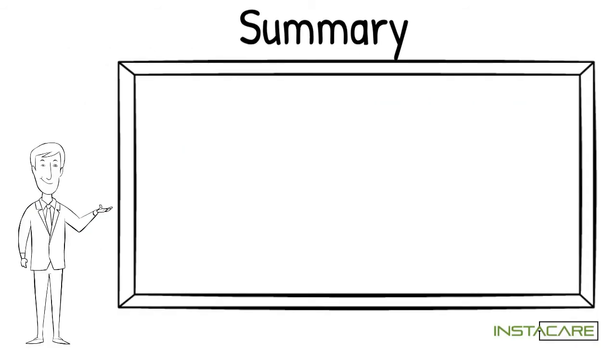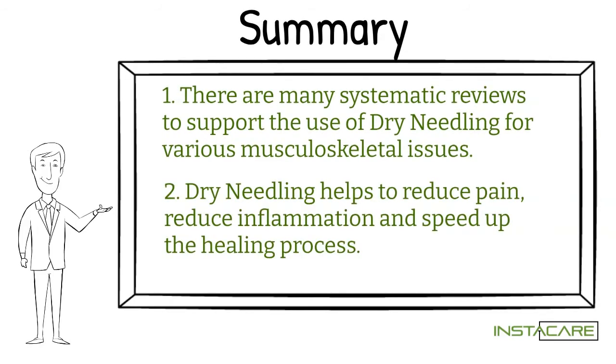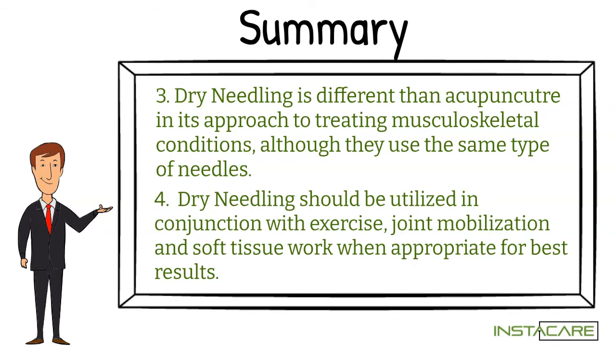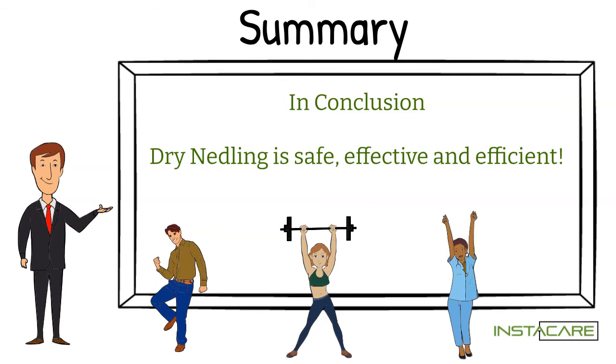Here is a summary of the key points made in this video. 1. There is a plethora of evidence, including systematic and Cochrane reviews, to support the use of dry needling for musculoskeletal conditions. 2. Dry needling helps to reduce pain, reduce inflammation, and speed up the healing process. 3. Dry needling is different than acupuncture in its approach to treat musculoskeletal conditions, although they use the same type of needles. 4. Dry needling should be utilized in conjunction with exercise, joint mobilizations, and soft tissue work when appropriate for best results. In conclusion, dry needling is safe, effective, and efficient.